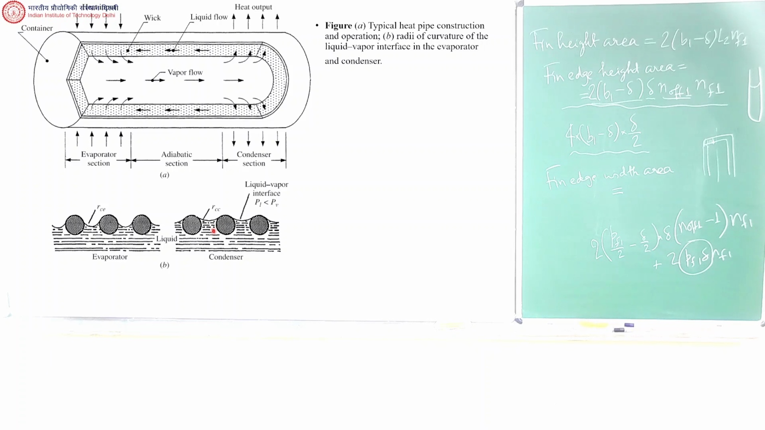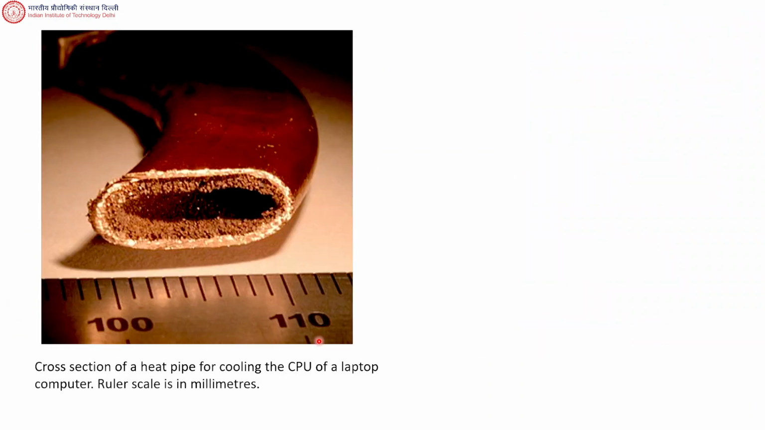Now, we are talking about the wick. If you take a heat pipe and cut it and look at it from the side, this is a photograph. These are photographs which are available in the public domain, and I just picked them up by doing a Google image search. So you can do something similar also. Okay, so this is the wick.